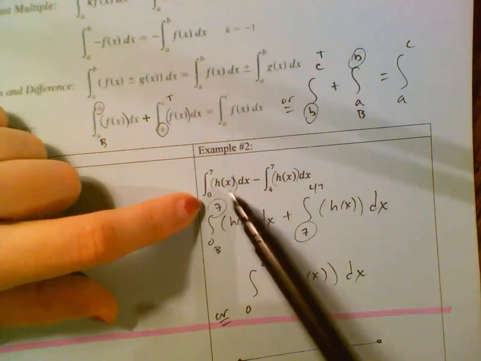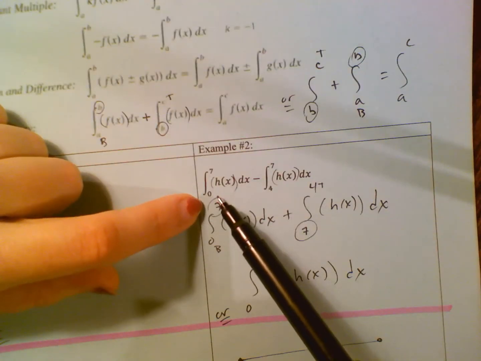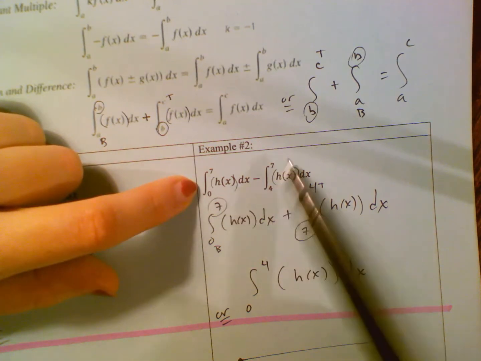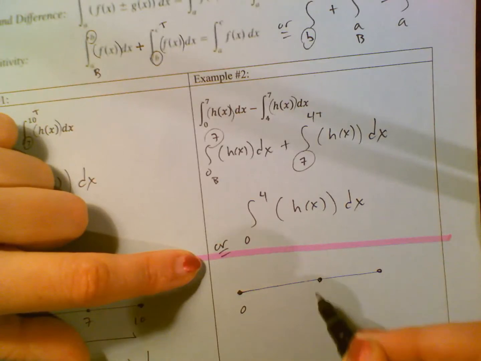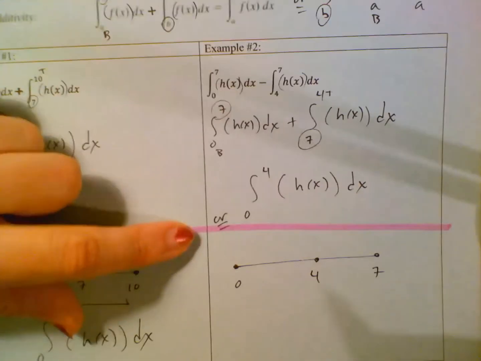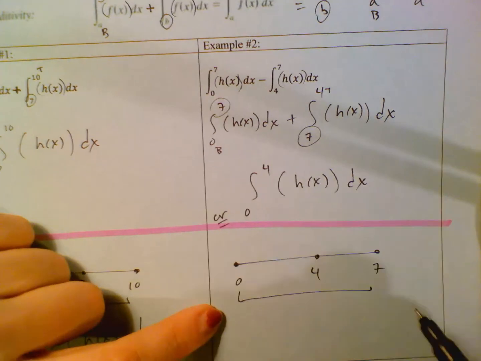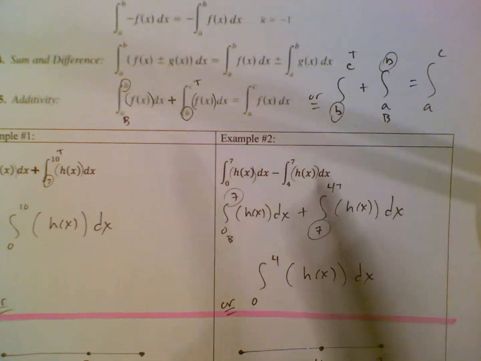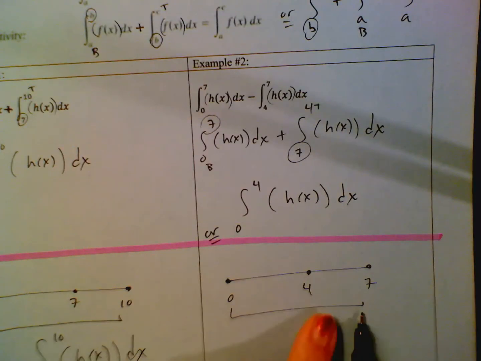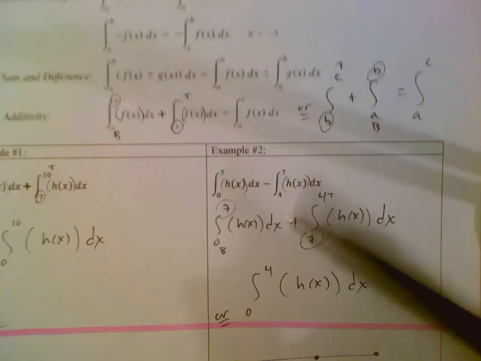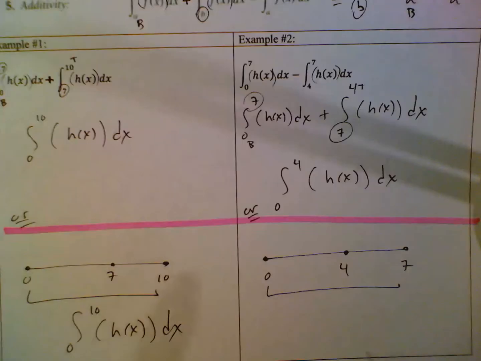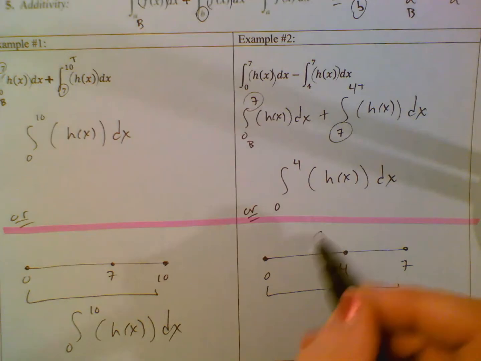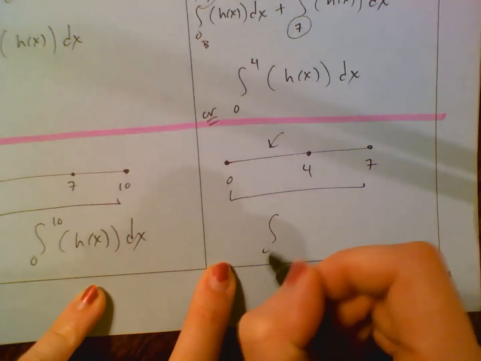Okay, this is going to be the area under the curve from 0 to 7 minus the area under the curve from 4 to 7. So 0, 4, 7. So 0 to 7, we have the area under the curve over the whole interval 0 to 7, but then we're subtracting the area under the curve from 4 to 7. So that would leave us just with the area under the curve from 0 to 4.